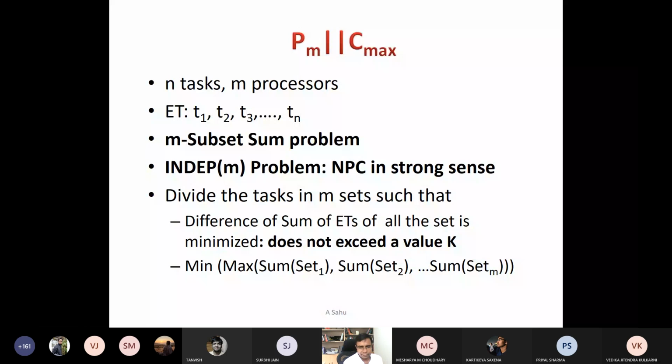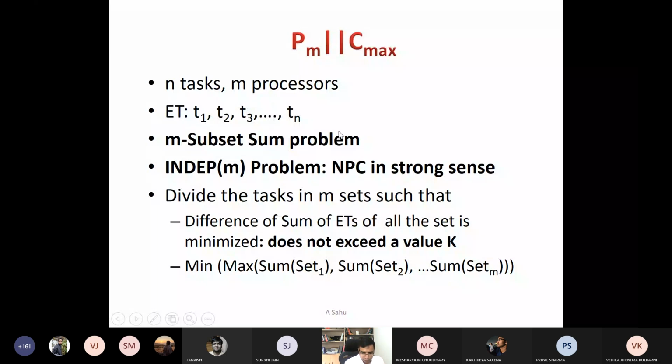By default, in this whole course, most of the time whenever we say the number of tasks it is small n, and the number of processors is small m. So m processors and n tasks. And this is the execution time: t1, t2, t3, sometimes we use p i. And this problem is an NP complete problem.